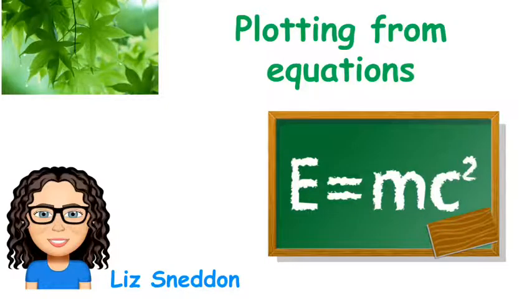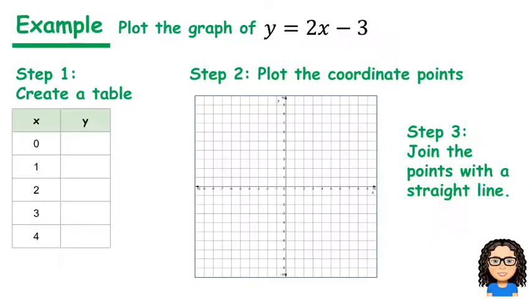Let's have a look at how we can draw graphs when we have an equation. So here's an example. We want to draw the graph of y equals 2x minus 3. So we've got 3 steps that we want to carry out. The first one is we're finding a table of values, and so that involves us doing some substitution.